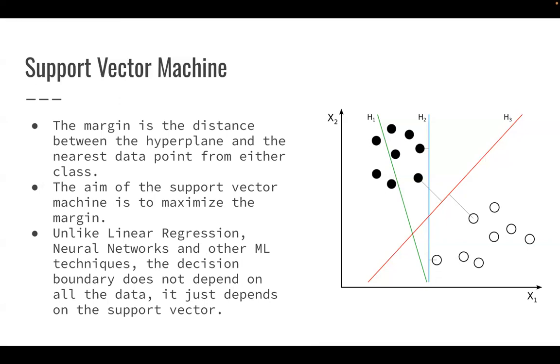So if you have techniques like linear regression or some feed-forward neural network, their decision boundary depends on all of the data, all right? But support vector machine is unique in that way, in which your decision boundary just depends on your support vectors. And what are support vectors? It's the closest point of a class from the decision boundary.